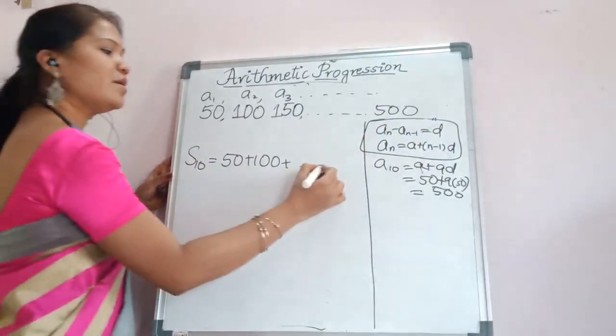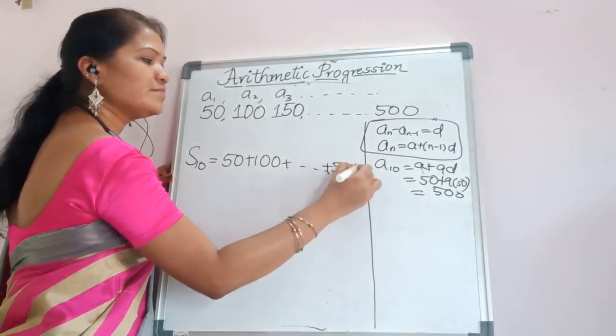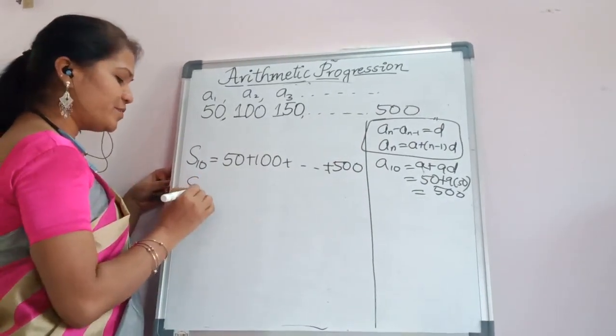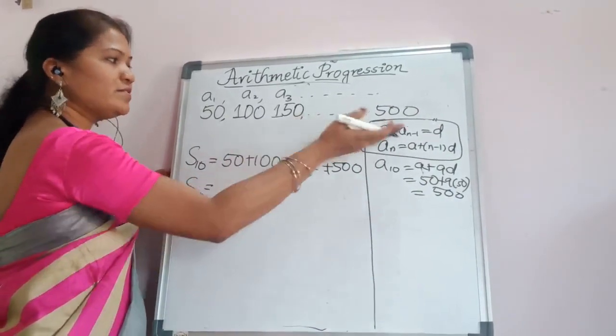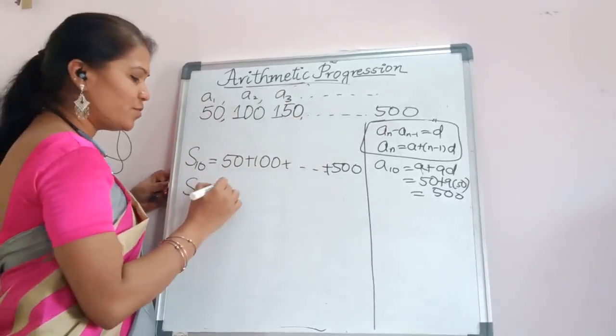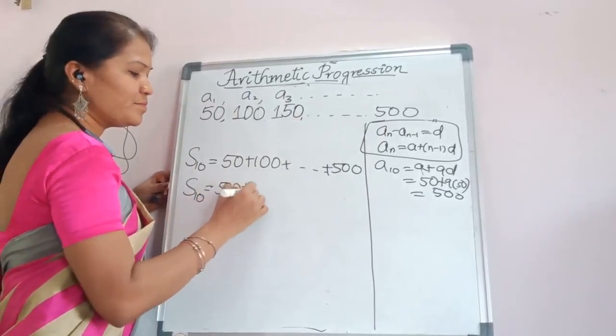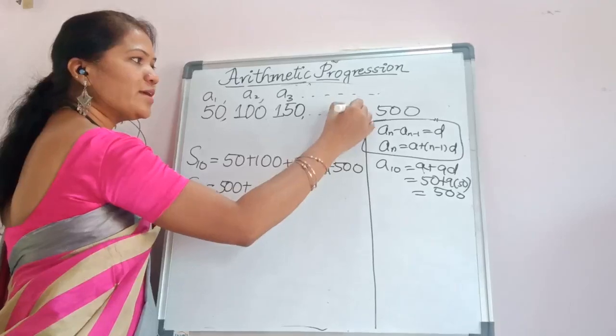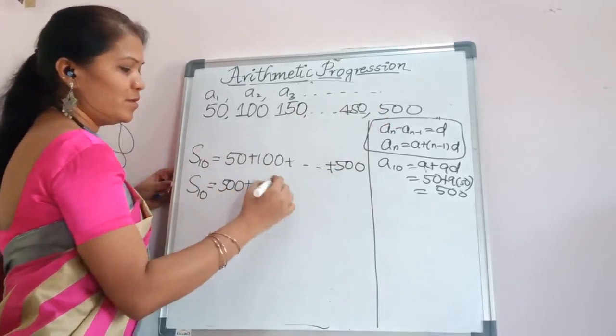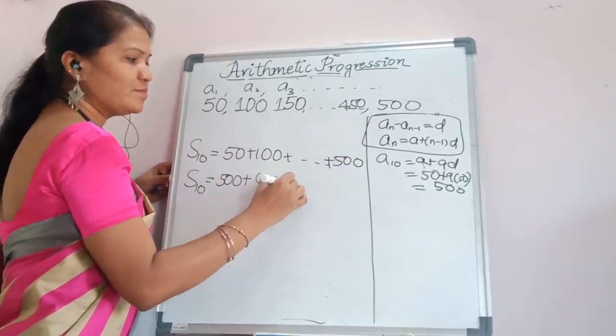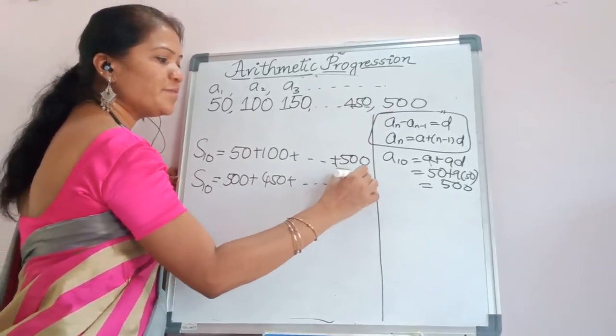Right? So on up to this 500. Now I want to add it in a reverse way. Then also 10 days only, no? So 500 plus the preceding term, what do I get? 450 only, no? 450 plus so on plus 50 rupees.